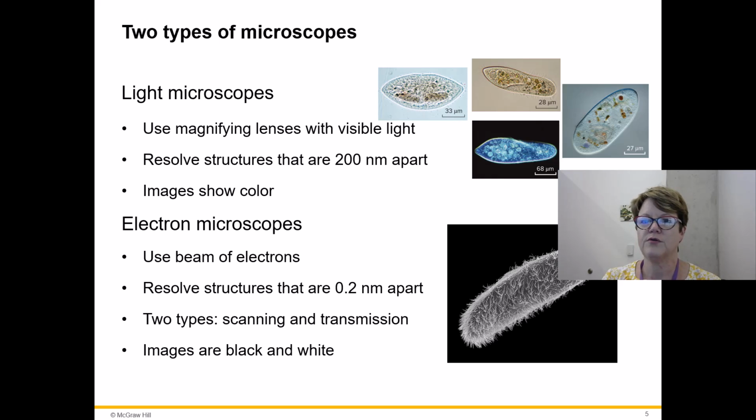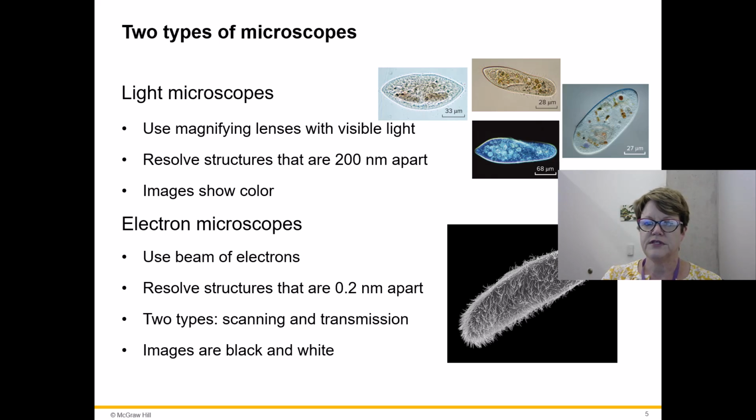Within the light microscope category, there are some specialized versions, but light microscopes as a group use light. They pass light through a specimen, so there'll be a light source, usually a light bulb, and the light passes through the specimen up into the ocular, which is where you look. And that series of lenses combined with the light passing through the specimen creates an image. And the images are in color because the light is passing through the specimen. And so if there is color in the specimen, it shows up in the image.